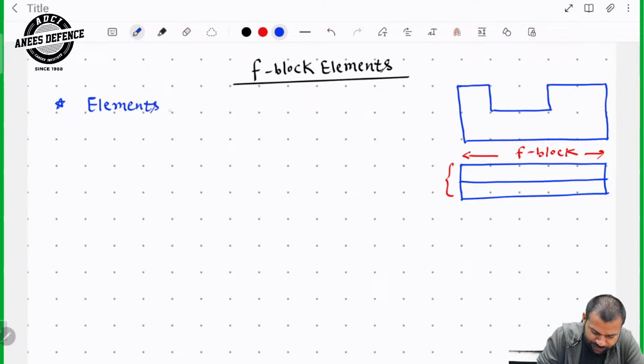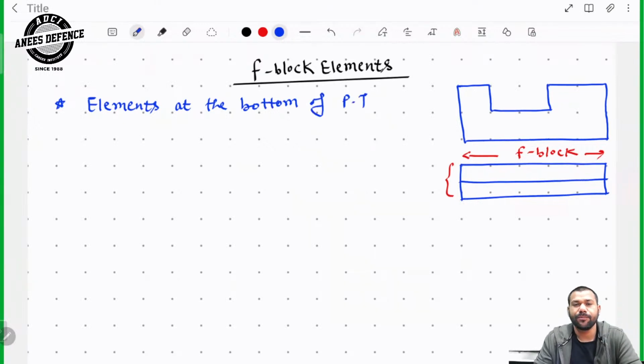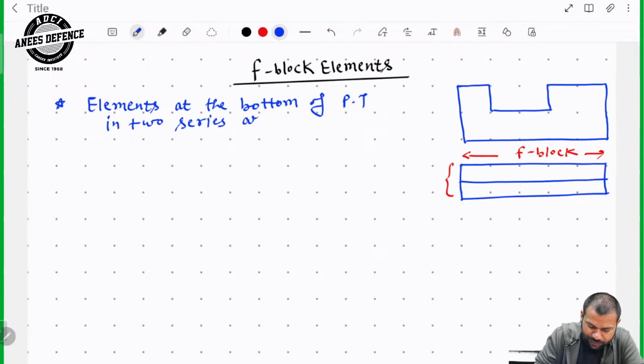Elements at the bottom of periodic table in two series are called F block elements.